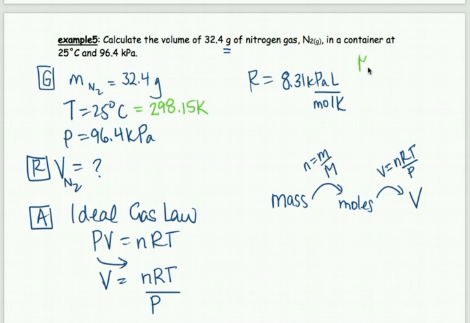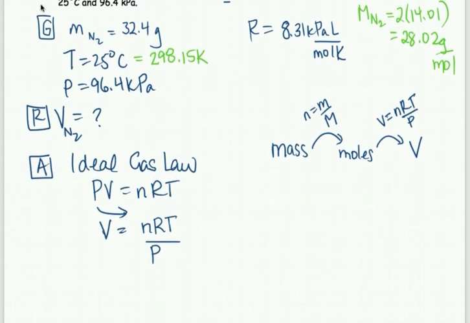So the molar mass of nitrogen is 2 times 14.01. So that will be 28.02 grams per mole. Okay, so we have our molar mass. We have all our given information, so we can get rolling with this problem. Again, we're going to do this first, and then that second.